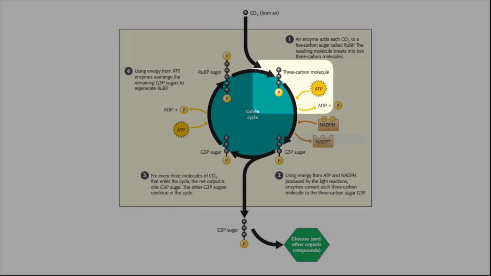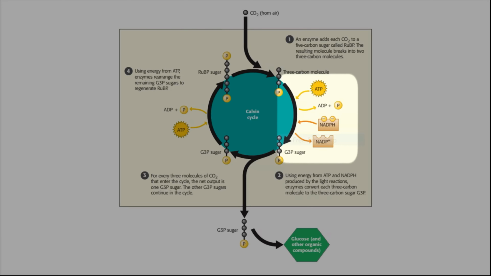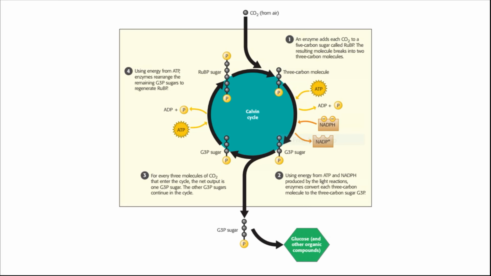This stage is known as carbon fixation because CO2 from the air is fixed into an organic compound, in this case a 3-carbon molecule. ATP and NADPH use their stored energy to convert the 3-carbon compound into another 3-carbon compound called G3P. This type of reaction is called a reduction reaction because it involves the gain of electrons. A reduction is the gain of an electron by an atom or molecule. The molecules of ADP and NADP resulting from the reduction reaction return to the light-dependent reactions to be re-energized.